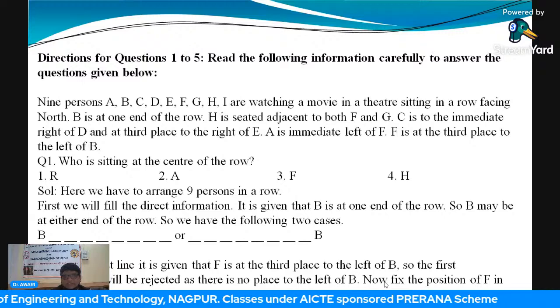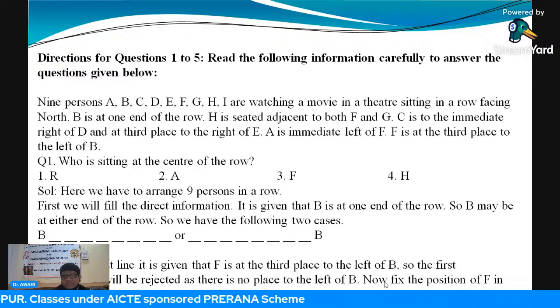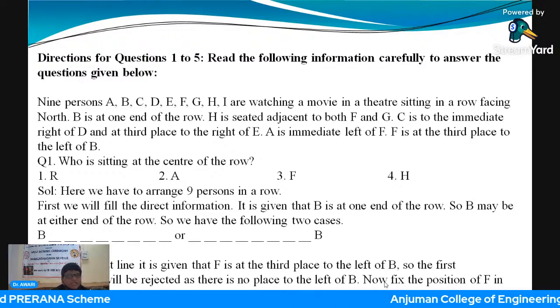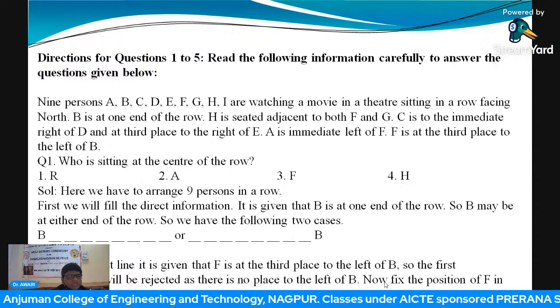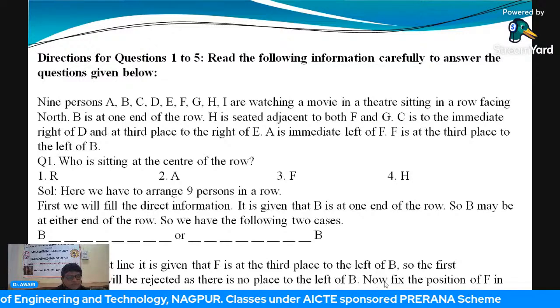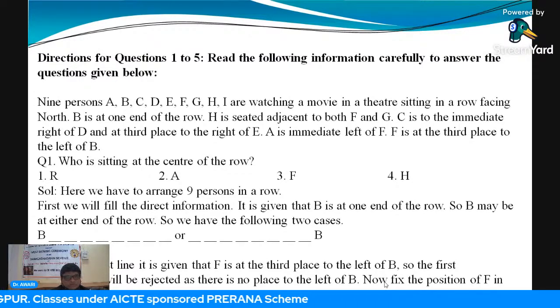H is seated adjacent to F and G. C is to the immediate right of D, and at the third place to the right of E. A is immediately left of F, and F is at the third place to the left of B. Now question 1: who is sitting at the center of the row?